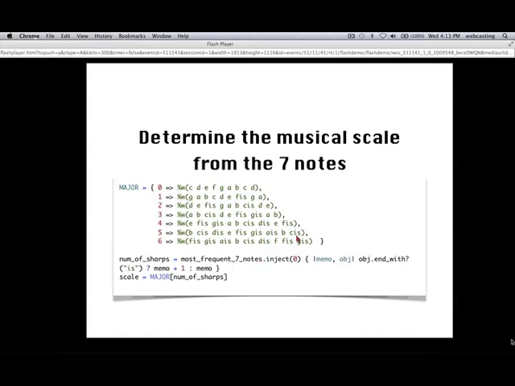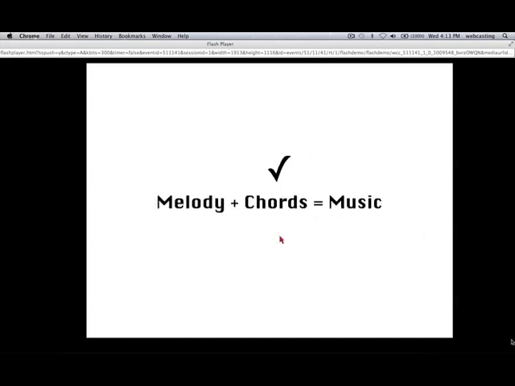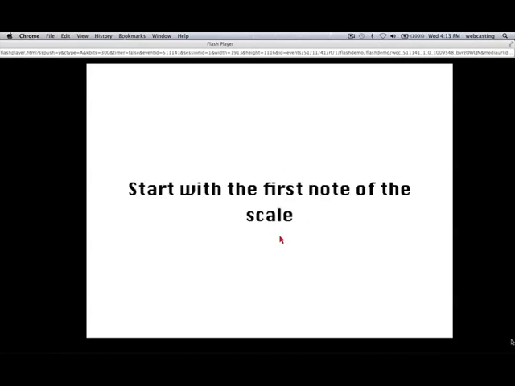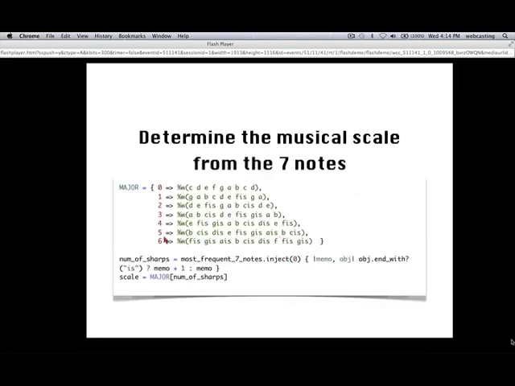Now that I have the scale, I will get the chord progression for the scale. So I use a very, very basic, very, very common chord progression, which is 1, 4, and 5. And from there, I basically strum the chords. And I would have the chords. Next is the melody. The melody starts from the first note of the scale. So, for example, if I determine the scale to be this one here, number 5, then the first note would be B. So I determine the first note of the scale.